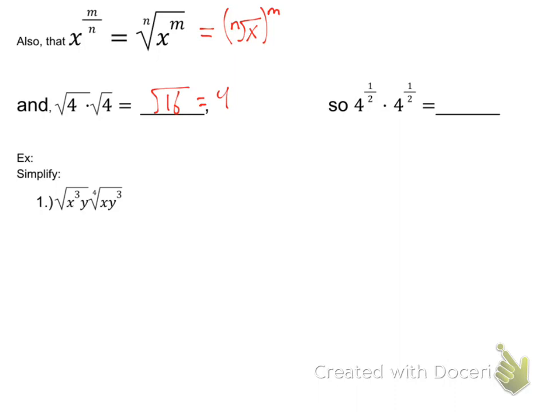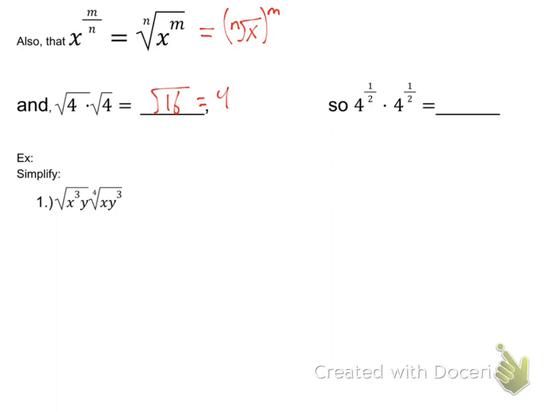Do you guys get that? Do you guys understand that? Yes. Square root of 3 times square root of 3 is square root of 9, or just 3. The square root of x times square root of x is the square root of x squared, which is x.